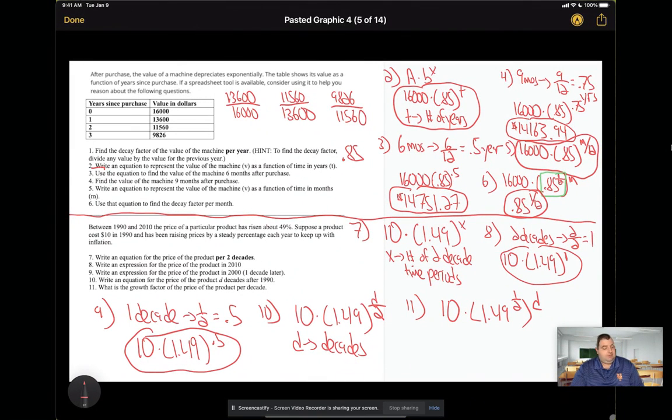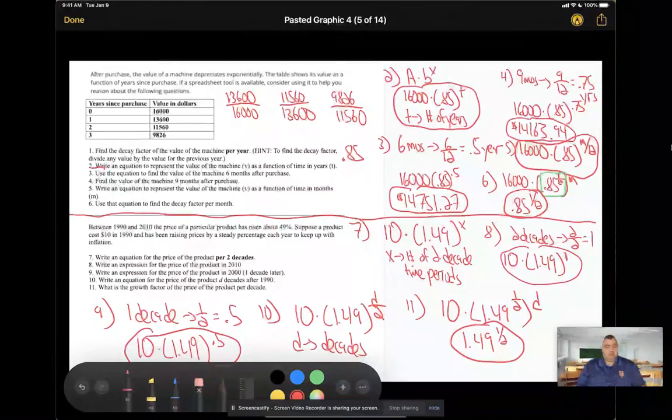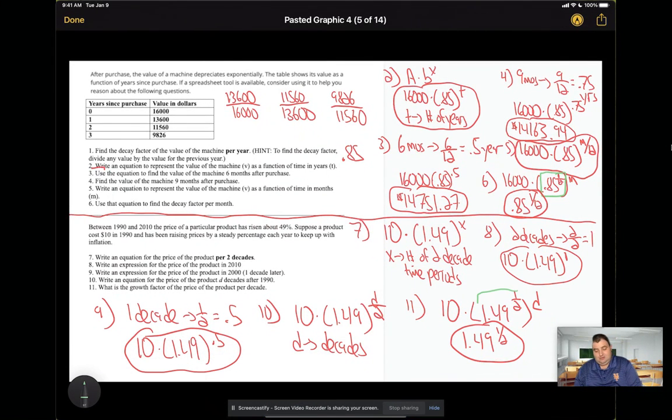So my growth factor per decade is 1.49 to the power of a half. Again, once you break that down, whatever number is inside the parentheses, that's your answer. So that is it for this lesson.